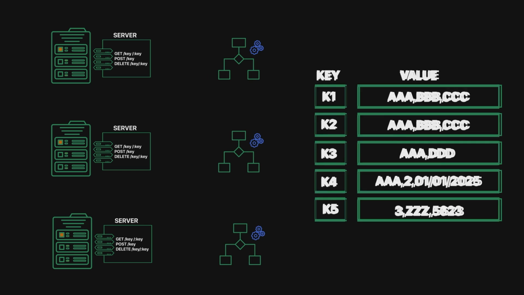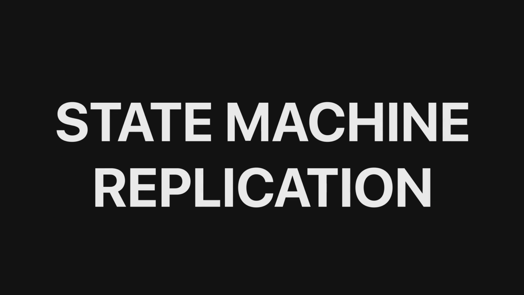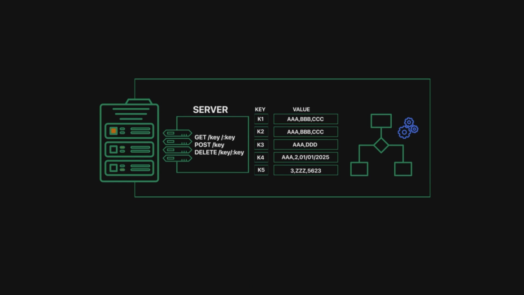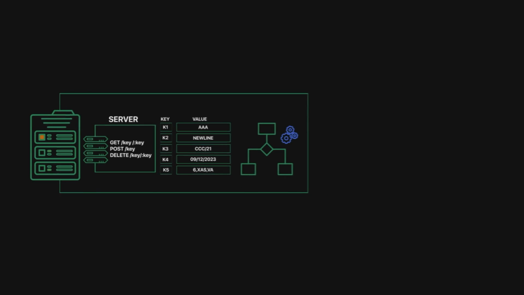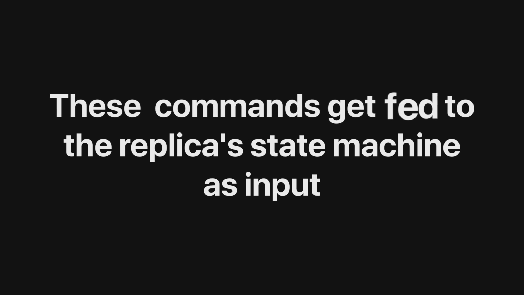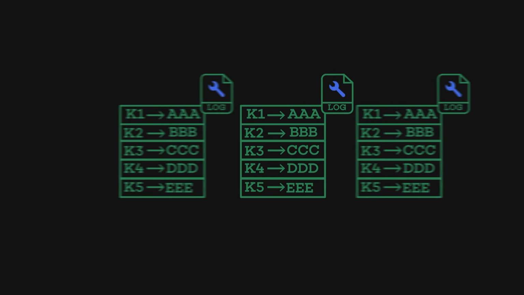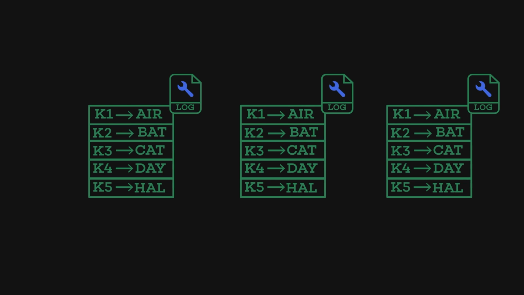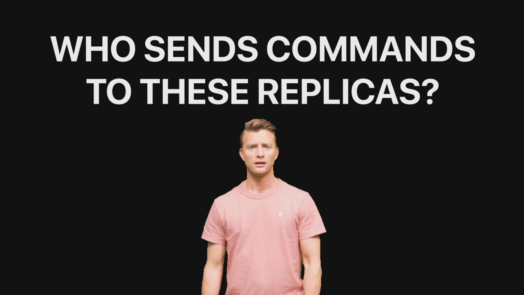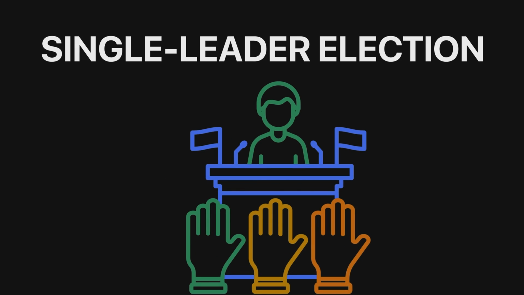This process of replicating state machines across nodes and sending these nodes the same sequence of commands is commonly known as state machine replication. Anytime a replica receives a command, such as setting a new key with a value in the store, the replica appends and saves the command as a new entry in its log. These commands get fed to the replica's state machine as input. Every replica's log must always contain the same exact sequence of commands for the replicas to remain synchronized. So the question now is, who sends commands to these replicas? That's where single-leader election comes in.